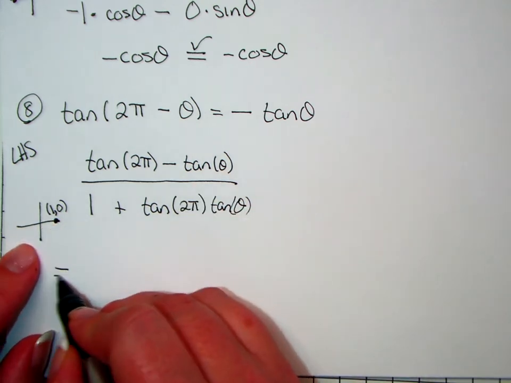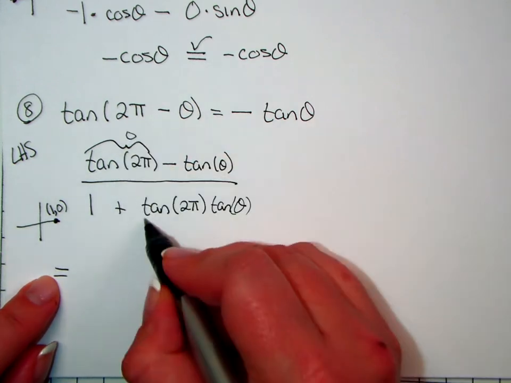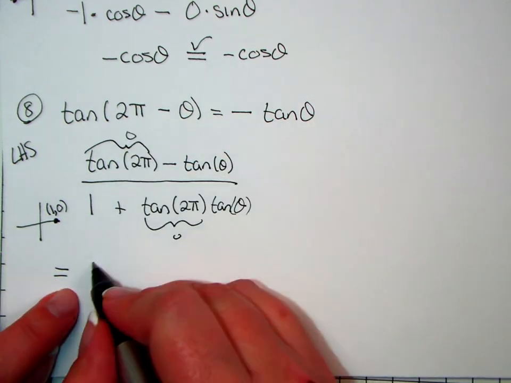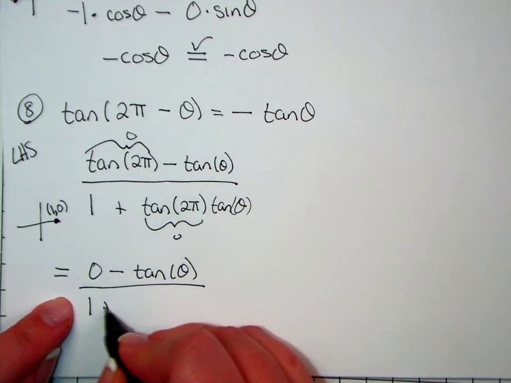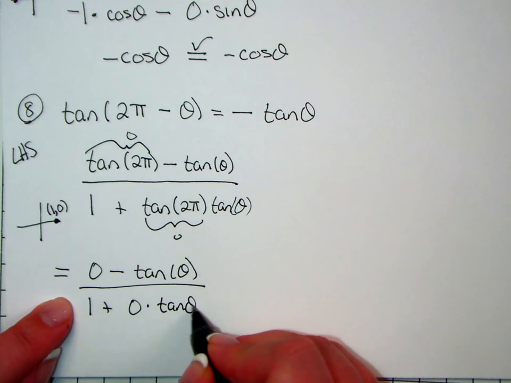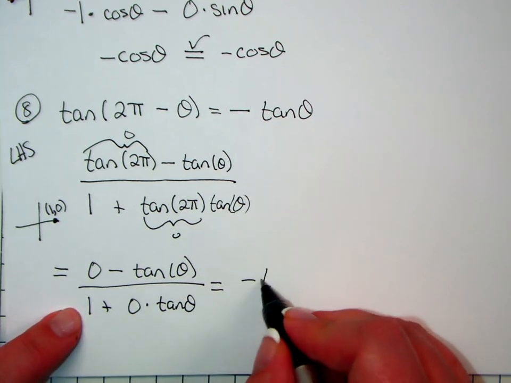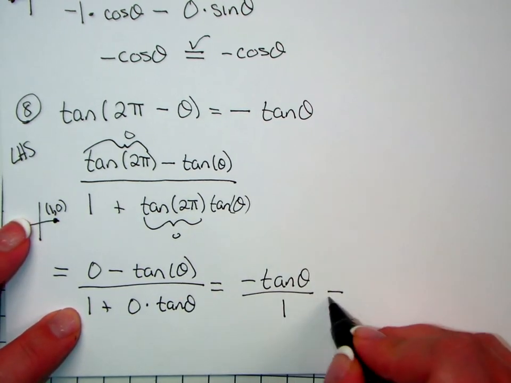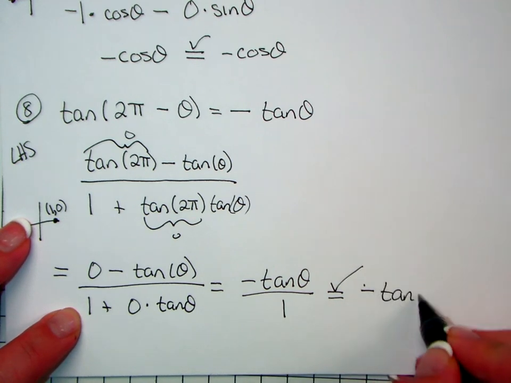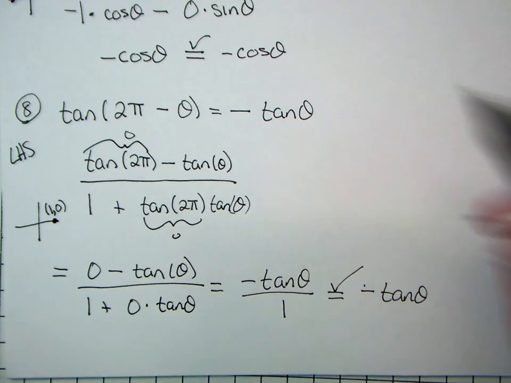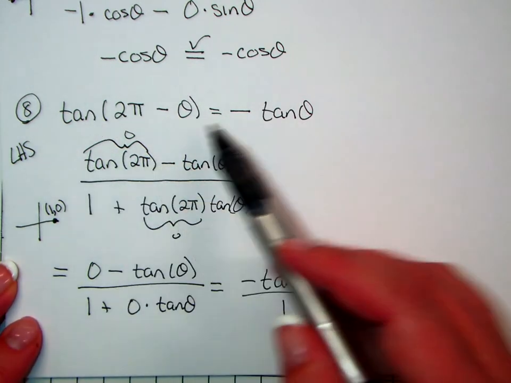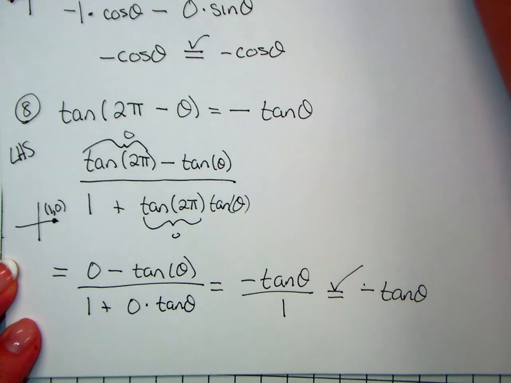Right? So if I evaluate these two and make them 0, I'm going to get 0 minus tan theta over 1 plus 0 times tan theta. So I'm going to get negative tan theta over 1, which is indeed equal to the right-hand side, right? Negative tan theta. We got it done. We started with the left-hand side, worked on the left-hand side only, and made it equal to the right-hand side, right? I really do enjoy these. You can probably expect to see a couple of these on your test, right?